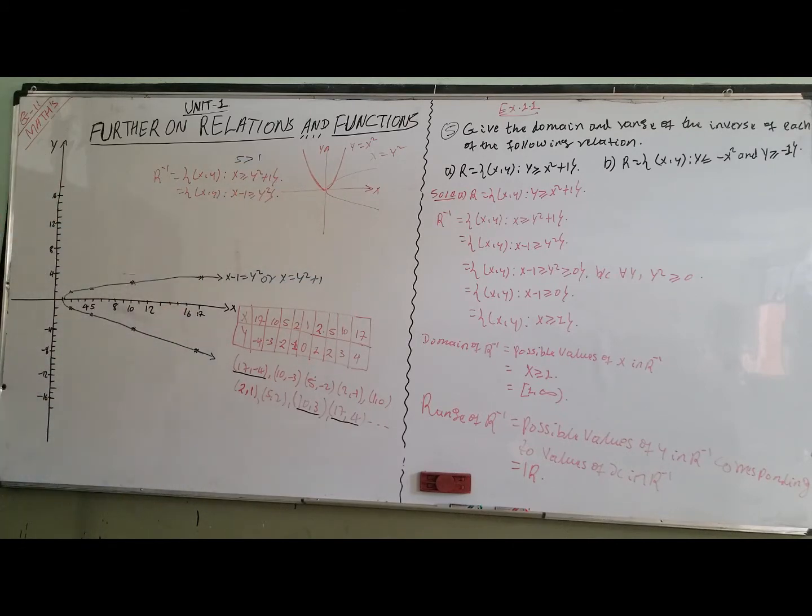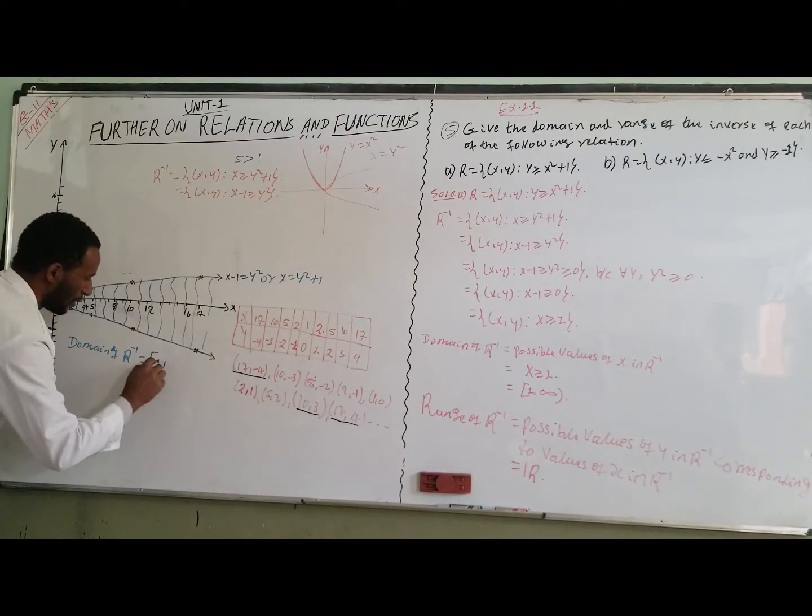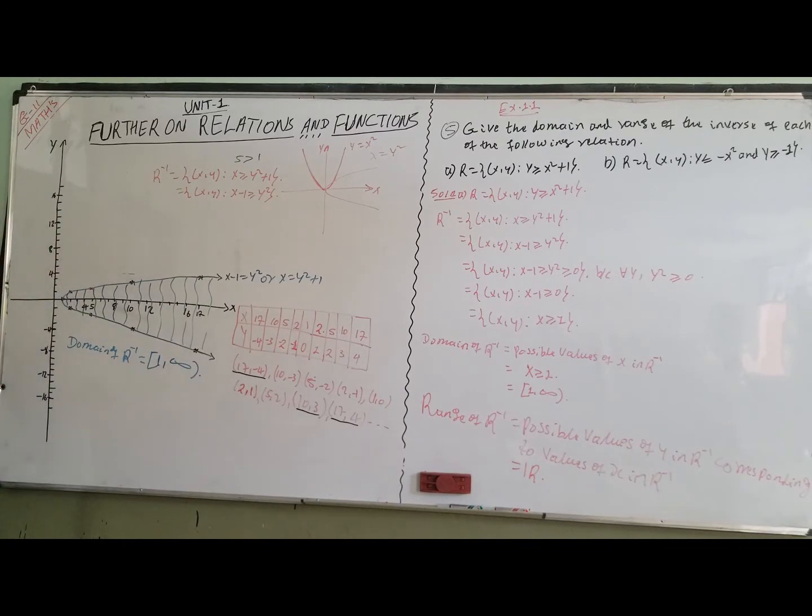Then the interior part is R inverse. Now when we find the domain of this R inverse, domain means we check by the vertical line test, which gets this region from 1 up to positive infinity. Therefore, the domain is 1 up to positive infinity.